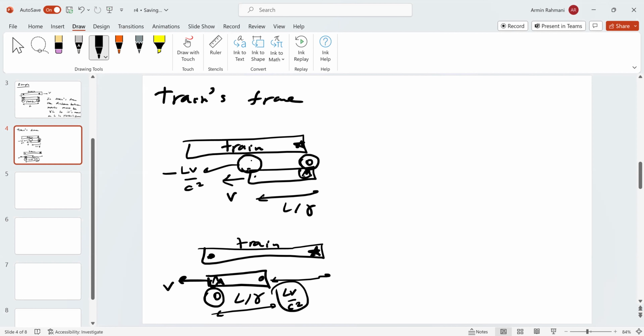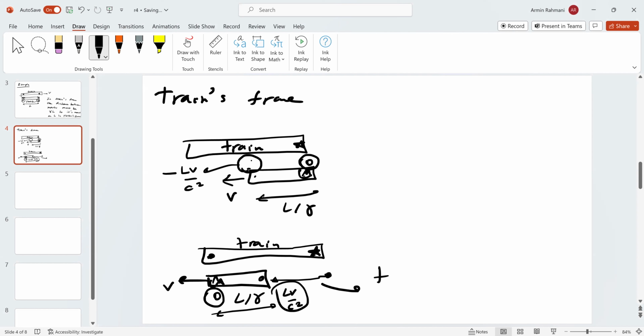So that's the time that has passed on the platform. There's a difference between the readings of the clocks on the platform. So the time that has passed in the frame of the train must be longer, right? That's the proper time for this clock over here. But then the time that has passed in the train's frame must be larger by a factor of gamma because of time dilation.